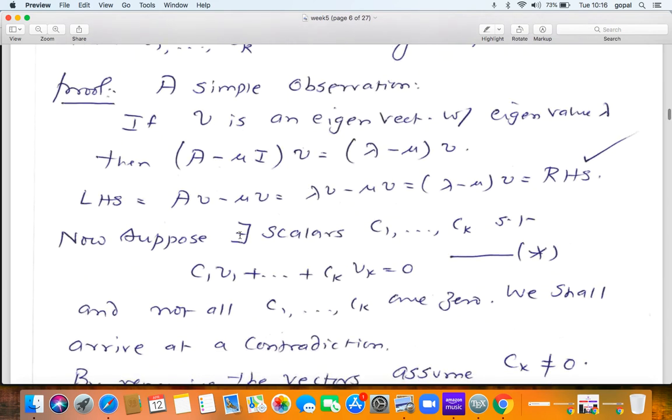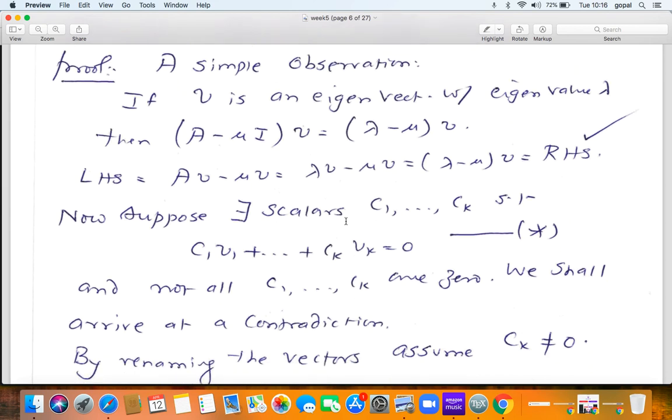We begin with a very simple observation. Suppose v is an eigenvector with eigenvalue lambda, and let us calculate A minus mu I times v. There will be Av minus mu v. But what is Av? Av is lambda v. So it is lambda minus mu times v. This simple observation will be very useful.